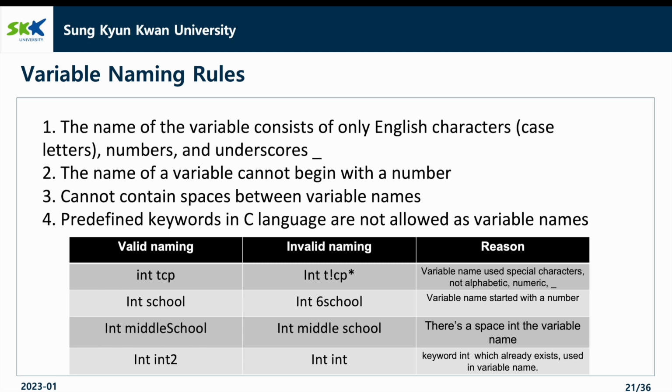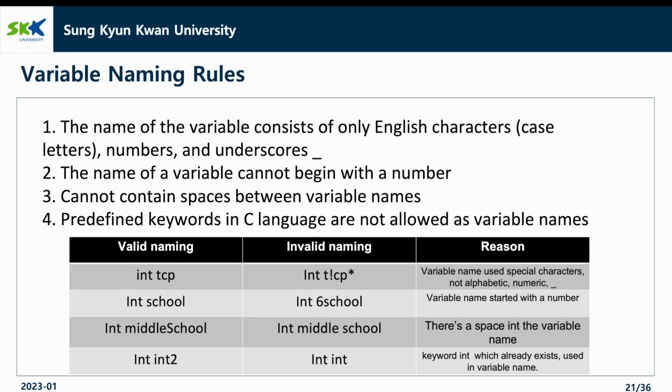To declare a variable, you need a data type and the name of the variable. However, it is best to name a variable to better represent the meaning of the data to be stored in that variable. In C language, you can name variables relatively freely. However, there are rules that must be followed when generating a variable's name.